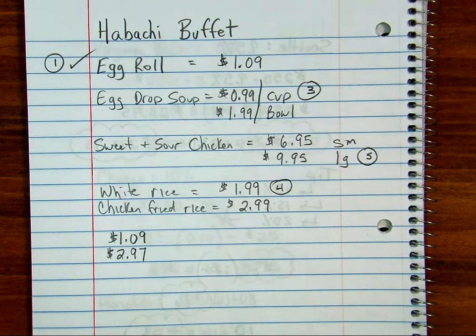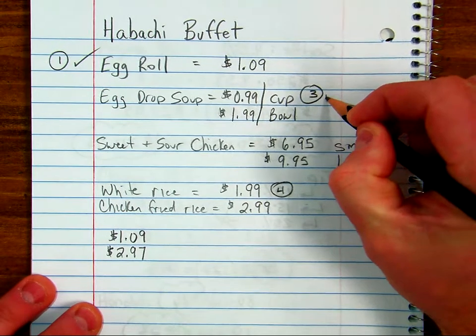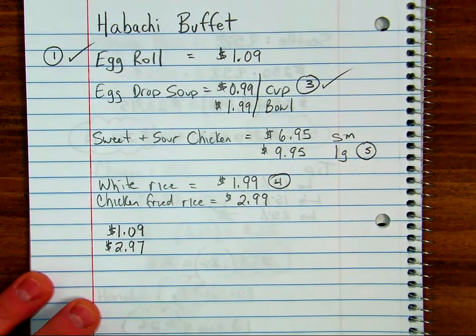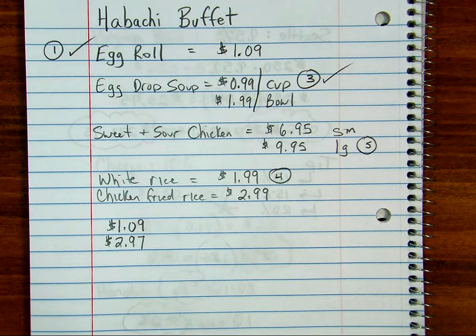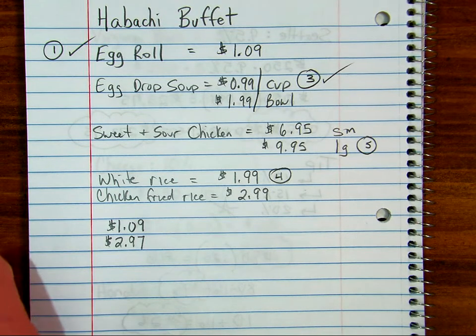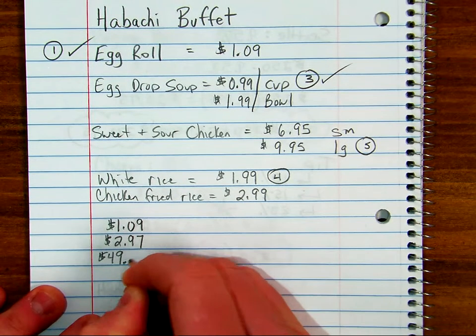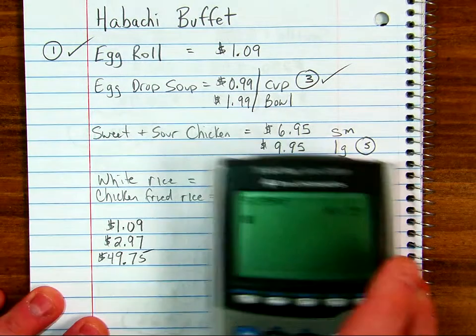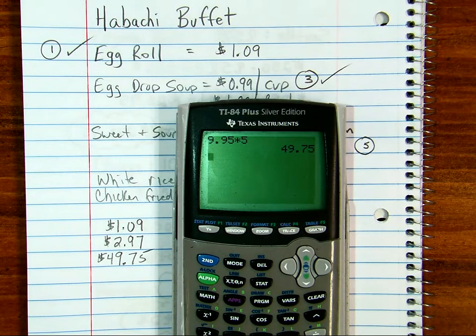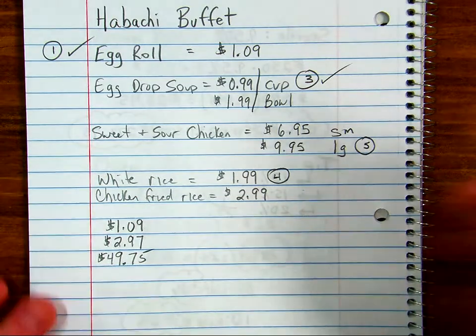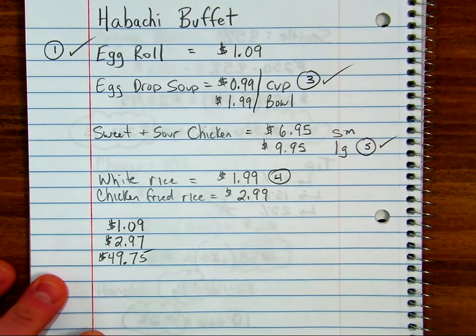Check. All right, sweet and sour chicken. Dylan decided we're going to get 5 large containers. How much is 5 large containers going to cost, Gage? $49.75 is correct. Take the $9.95, multiply it by 5 because we buy 5 servings. Check.